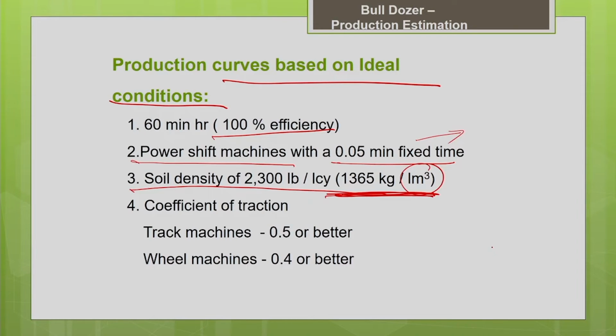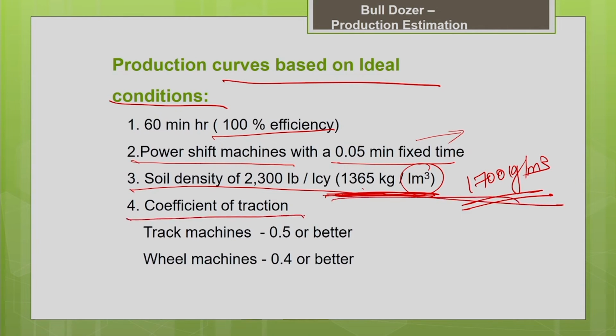But the soil which you are going to handle in the project site, say if it is denser than this, say if it is 1700 kg per meter cube, obviously your productivity will get reduced. If it is going to be denser than this, obviously the productivity which you are going to realize will be lesser. So, in that case you have to apply the correction factor accordingly.